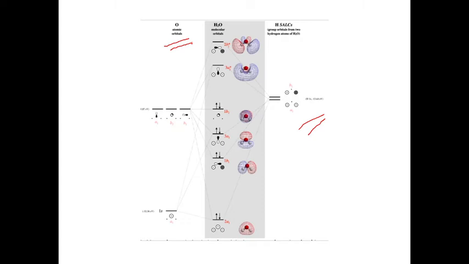In order to form the bonding orbitals, there will be fewer nodes or no nodes, and the anti-bonding orbitals will have more nodes than the bonding orbitals. The more nodes, the higher the energy. You could have already seen this in the previous video.